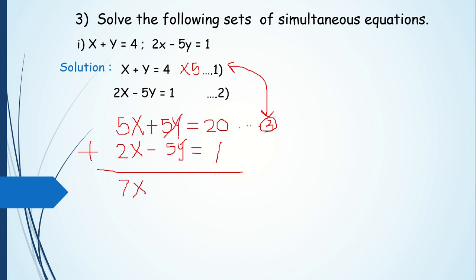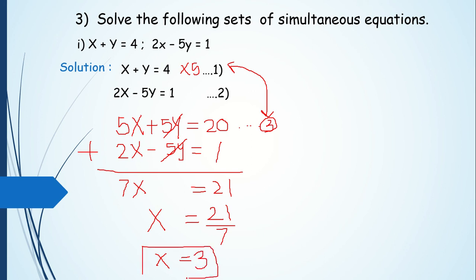5i minus 5i will get cancelled, 0 over here, and here I will get 21. So you understood now why the name elimination, because we have eliminated one variable y. We have eliminated one variable y and we were left with the variable x. Now this 7 is multiplied with x here. 7 will go that side, it will become division. So that's 21 divided by 7. Therefore x is equal to, 7 1s are 7, 7 3s are 21. I got the value of x to be 3.